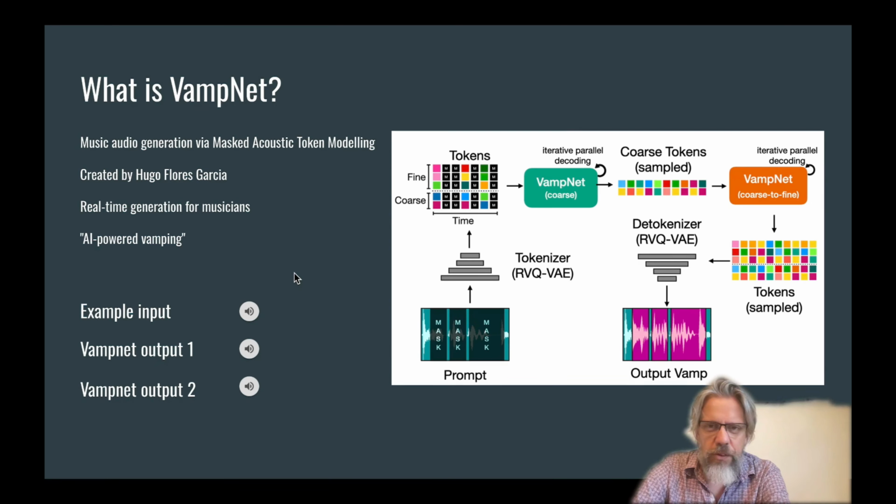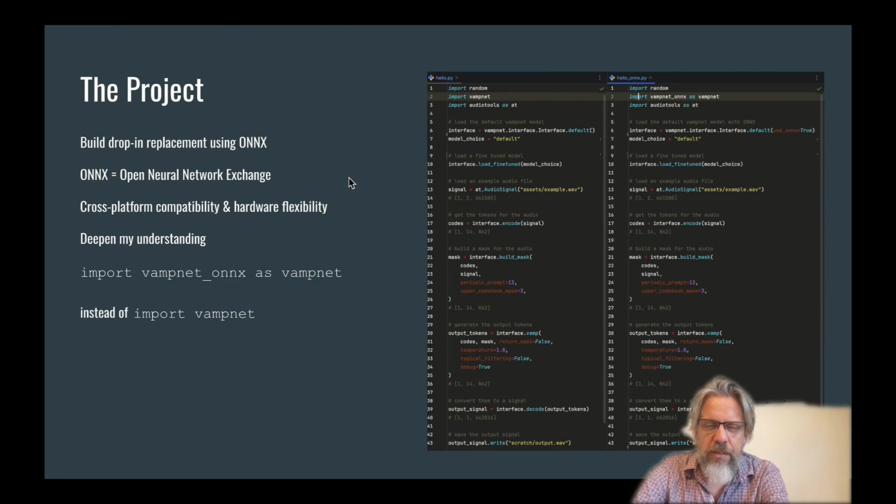So on to ONNX, which is like a universal translator for AI models. Write once, run anywhere. The old Java thing. This opens up possibilities for running Vampnet on various types of hardware, from phones to specialized audio devices. Converting the models gave me a way to deepen my understanding of the pipeline the audio goes through.